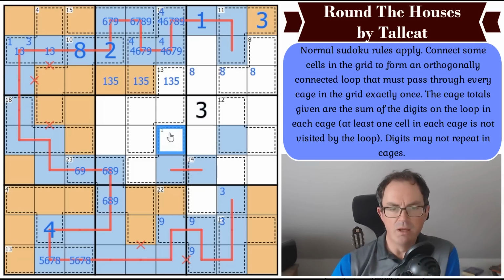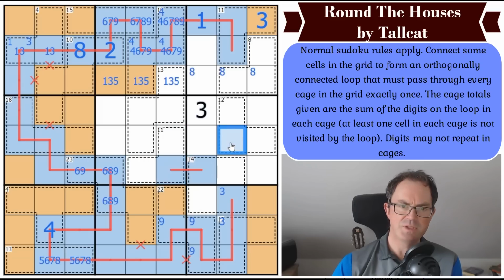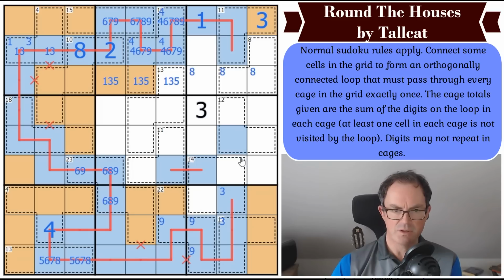Wow. What on earth am I meant to do here? So the loop goes from the 14 cage to the 11 cage. Is there something I can say about that? So the loop doesn't go from the 14 cage to the 12 cage. Okay, so I can put that in.